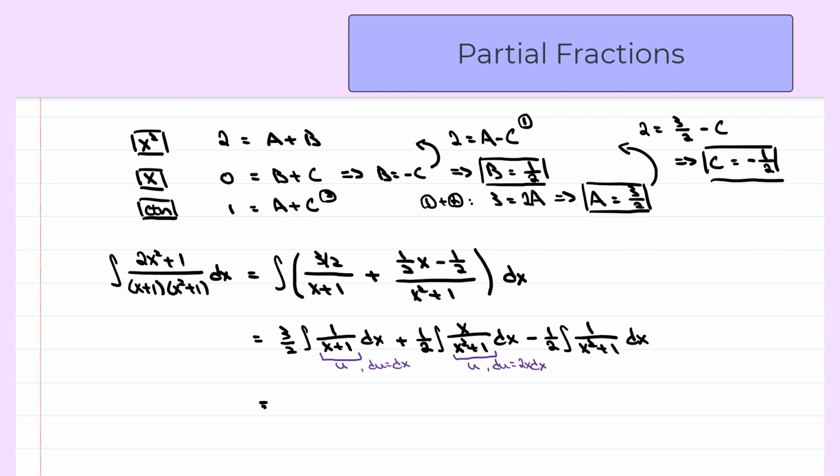So this equals 3 over 2 times ln of the absolute value of u, that is x plus 1, plus 1 over 4 times ln of the absolute value of u, x squared plus 1. And the third integral, minus 1 over 2 times arctan of x. And remember to add some constant at the end.